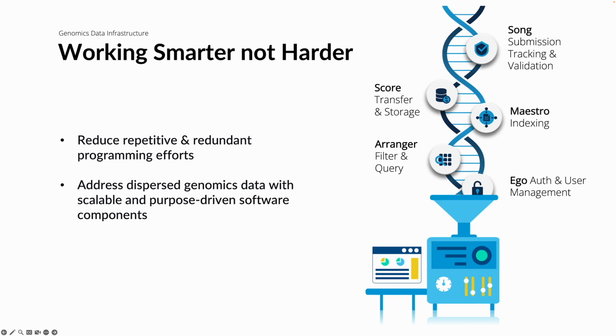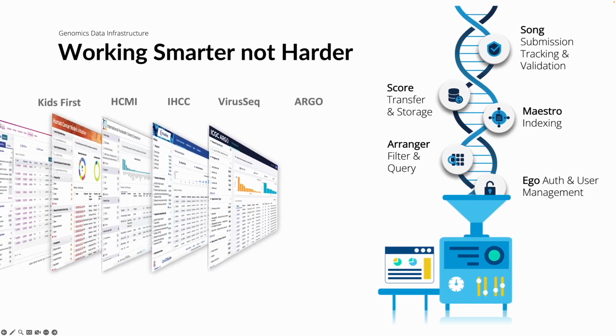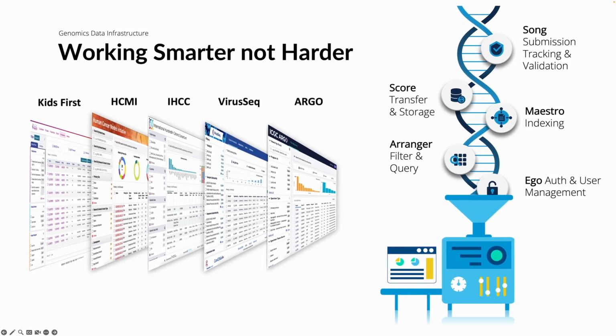And finally, we have Ego that brings it all together, providing our authorization and authentication services. So all in all, what Overture is doing is it's reducing repetitive and redundant programming efforts while also addressing dispersed genomics data with scalable and purpose-driven software components. So Overture is now powering many exciting projects, past, present, and future, and we are now trying to make these open source software microservices not just for us, but accessible to the research community at large.